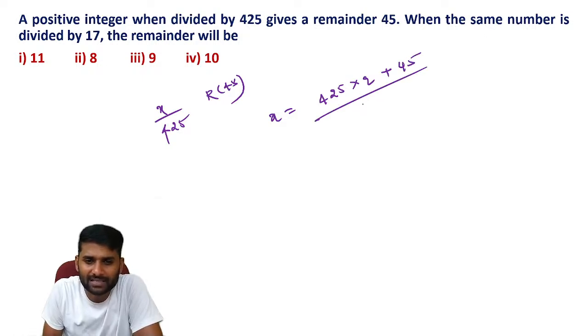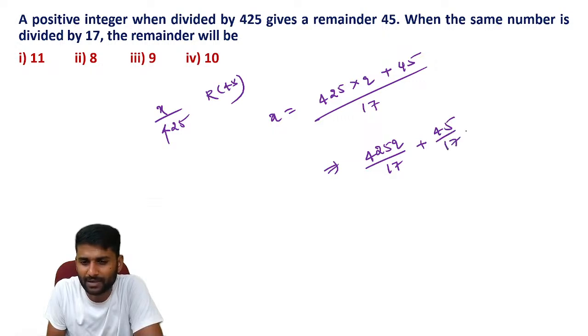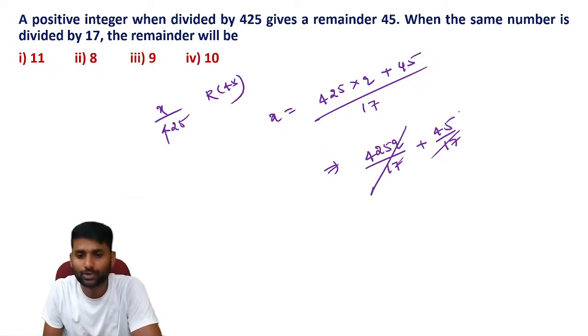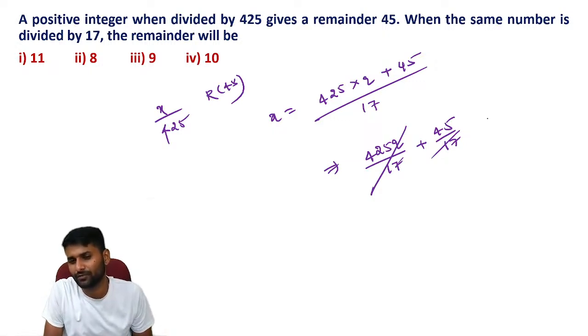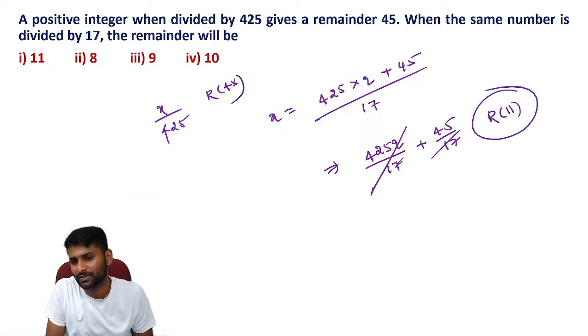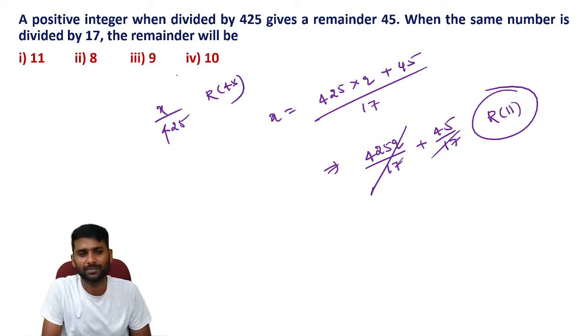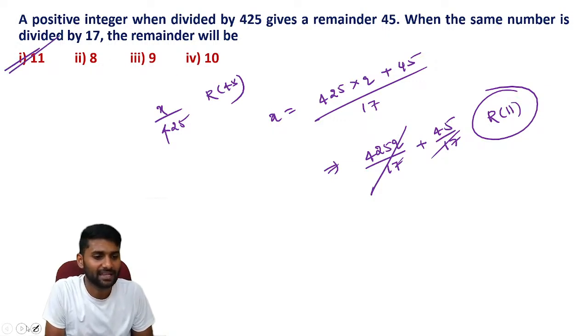Now we are dividing this number by 17. Let's go through the further calculation. See, 425 q divided by 17 plus 45 divided by 17. Now see here, let's go through the 17 table: 17, 34, 85. 425 is exactly 25 times 17, so there is no remainder left. If 17 is multiplied 2 times, it becomes 34. Now 34 and 45, you can see the difference of 11 units. Now if the entire number is divided by 17, it leaves remainder 11.